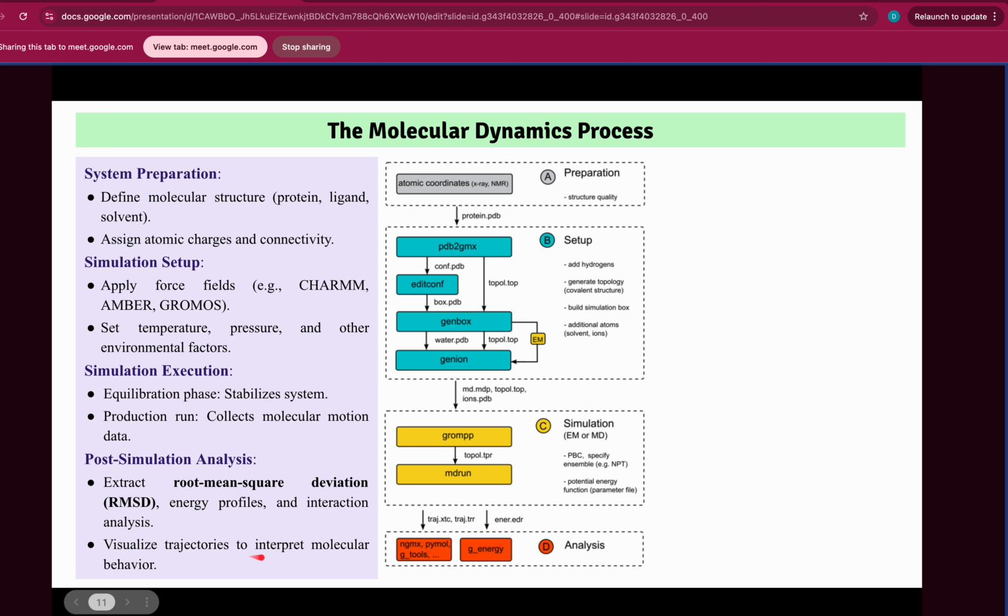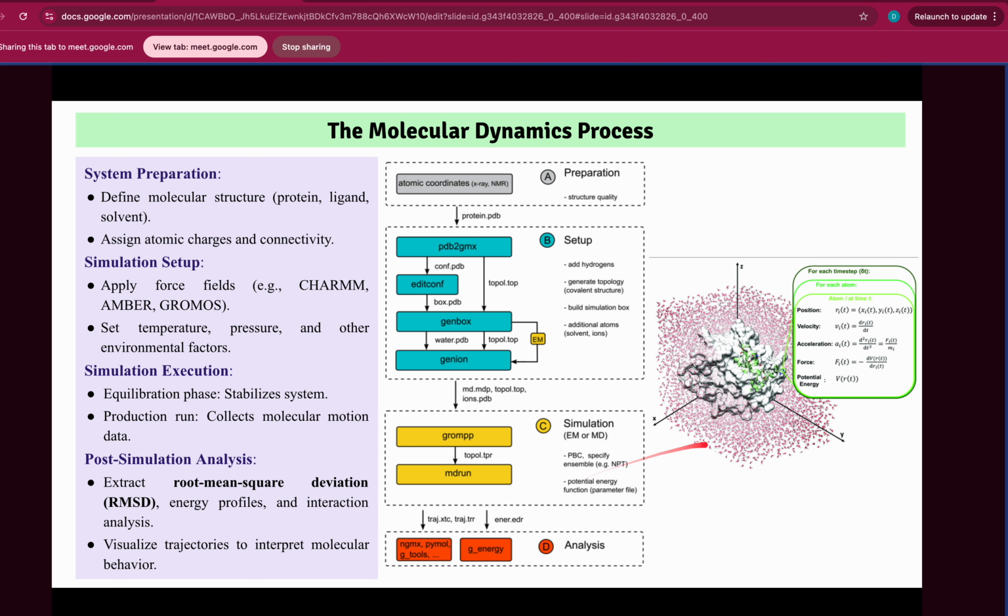Then visualize trajectories to interpret molecular behavior. So with this, we can study how my protein is getting folded, how many different transition states it is passing through to get into its native conformation. So all these analyses can be given by the molecular dynamics studies.